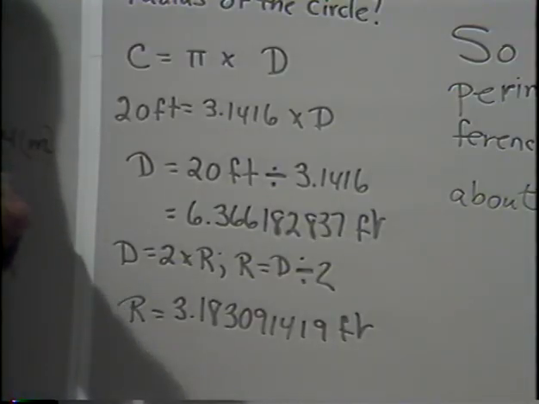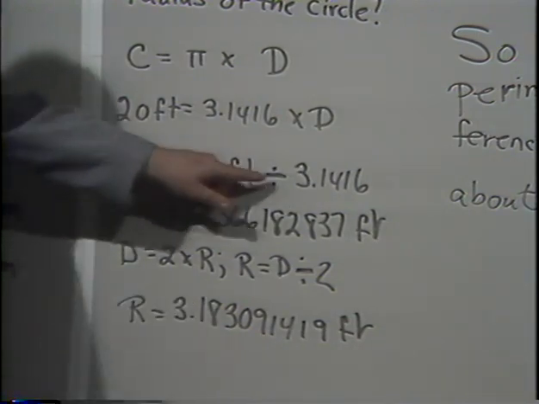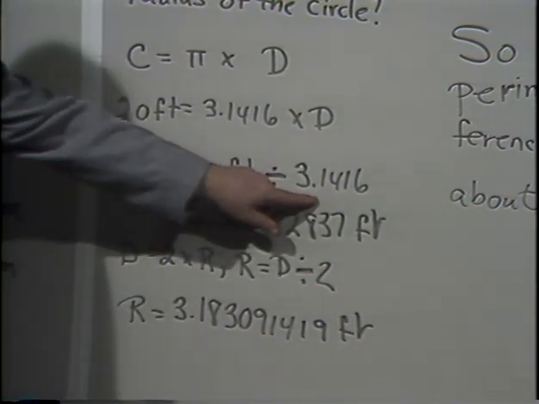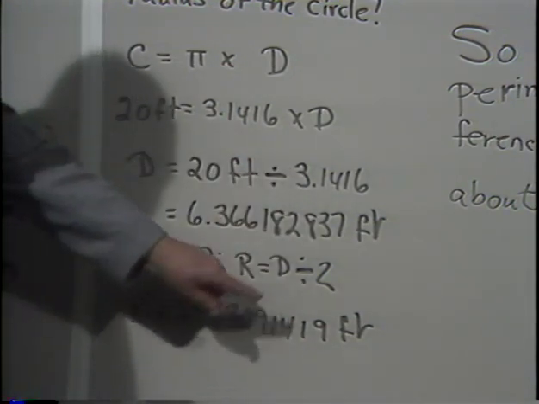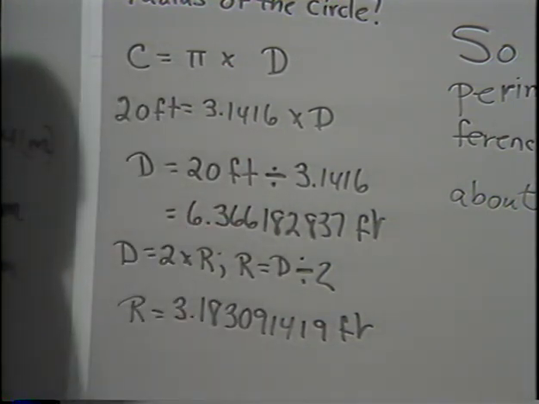Here's where the calculator comes in very handy. That's why they call it a hand calculator, because it's very handy. You could divide this out longhand, but it's a real mess. On the calculator, you divide this by this, and instantly this appears.